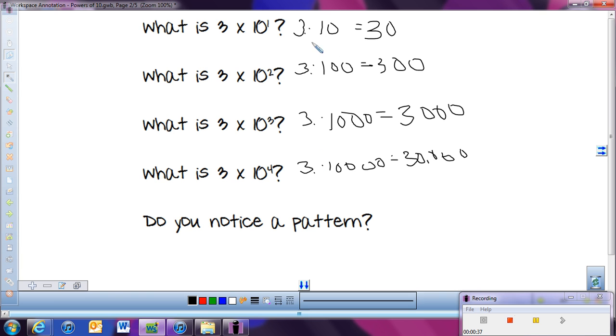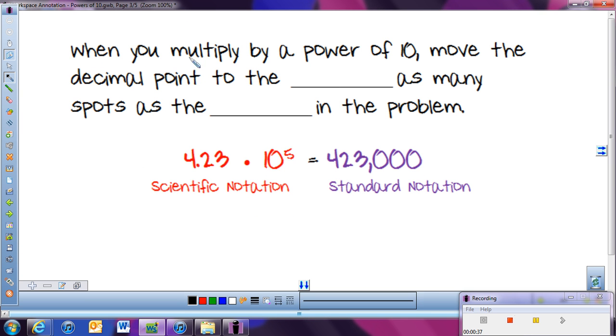I notice that from the problem to the answer, I moved the decimal point over 1 spot, 30. Here I moved it over 2 spots, which gave us 300. Here I moved it over 3 spots and got 3,000. Here I moved the decimal point over 4 spots and got 30,000. So I noticed that the number of spots I moved the decimal matches up with the exponent. And that is actually what our pattern is, what's going to happen every time. When you multiply by a power of 10, you're going to move the decimal point to the right as many spots as the exponent in the problem.